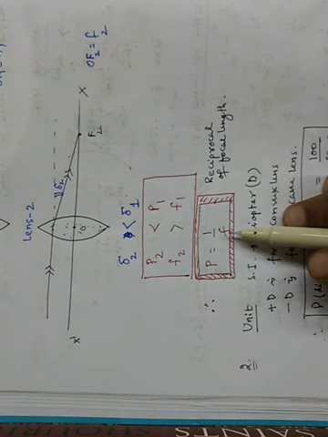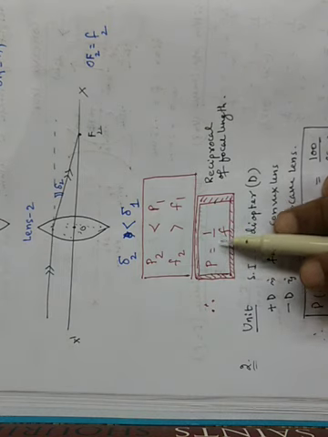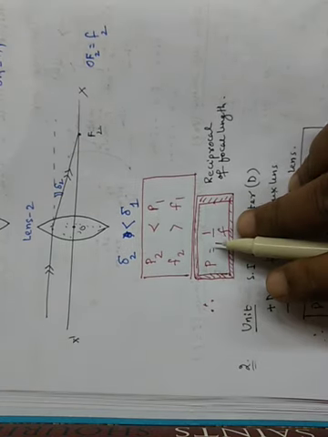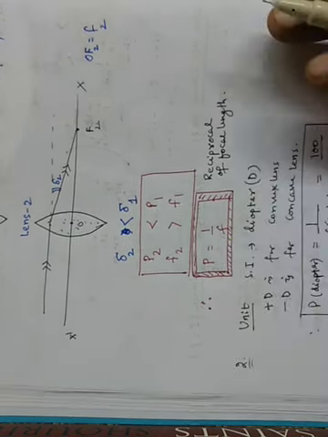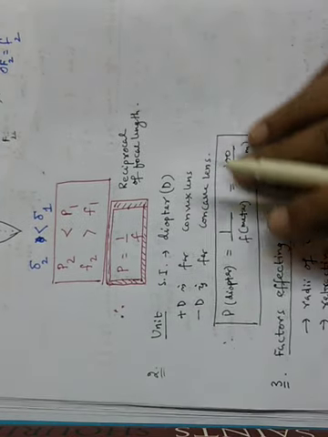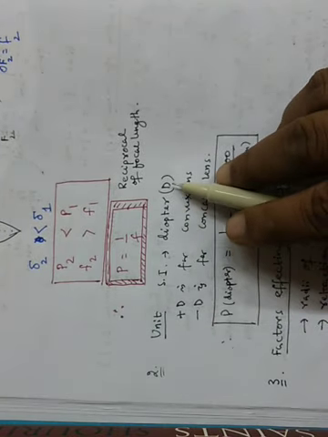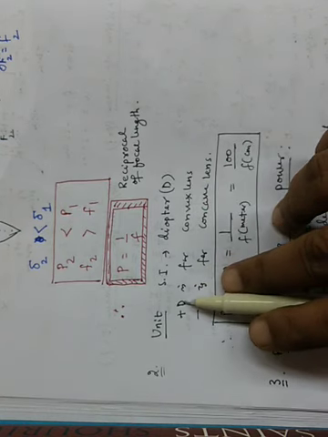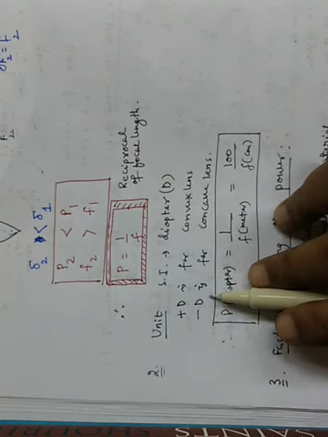So you can also define it in this way: power of a lens is defined as the reciprocal of its focal length. For numericals we have to keep this formula in memory. Now we have to discuss the unit. Its SI unit is the diopter, represented as capital D. For a convex lens it is plus D, and for a concave lens minus D.